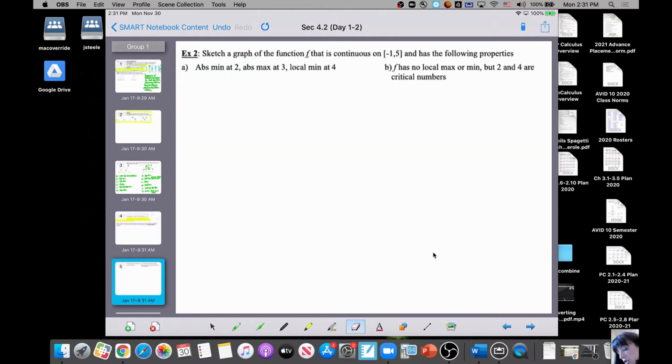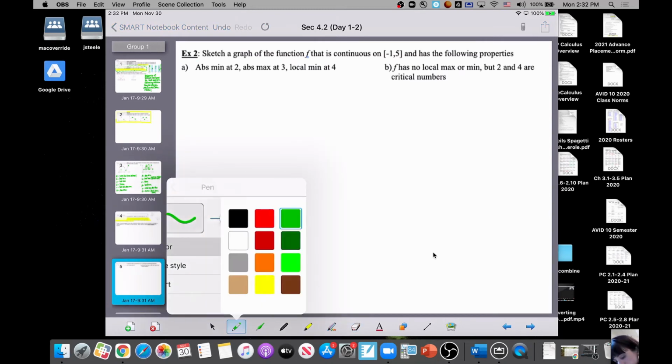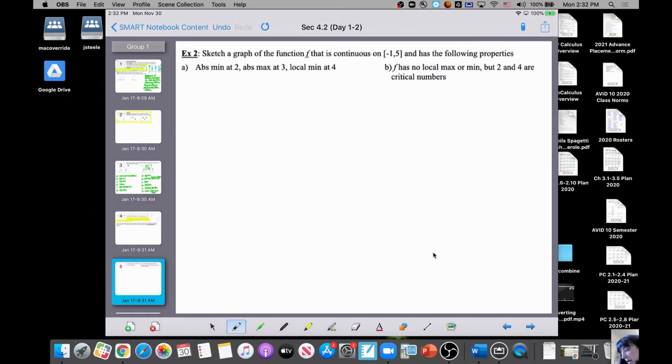So in example 2, they want us to sketch a graph of a function f that is continuous on an interval from -1 to 5 and has the following properties. So in example A, we want it to have an absolute minimum at x equals 2, an absolute maximum at x equals 3, and a local minimum at x equals 4. So the first thing that we're going to do is we're going to create a coordinate plane. And on our x-axis, we're going to go from -1 to 5.